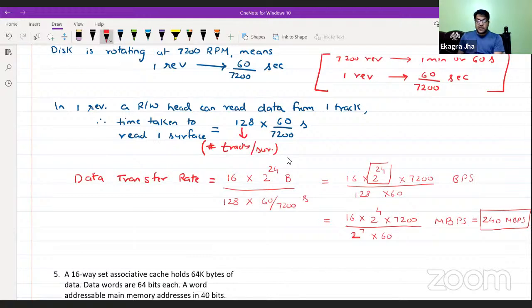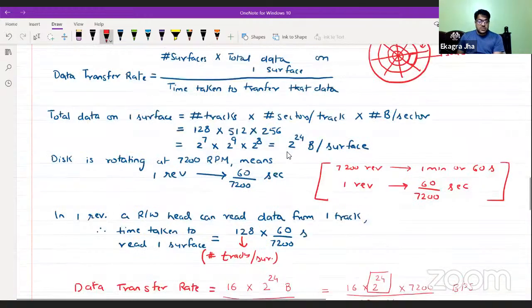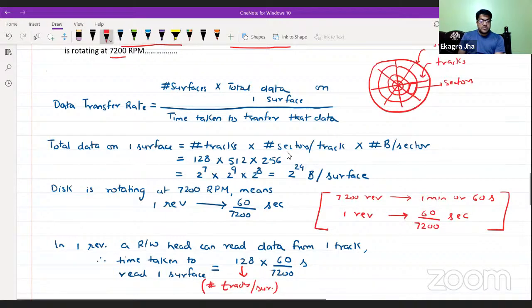So the data transfer rate for one surface which has 128 tracks, and the rotation speed is 7200 rpm, the transfer rate of data is 240 megabytes per second. This is your answer. Okay, so this is a very important formula.